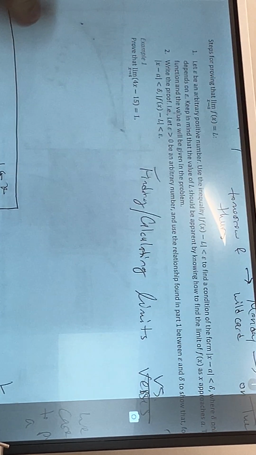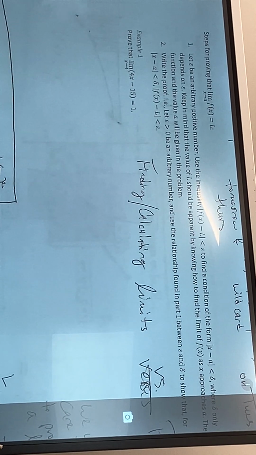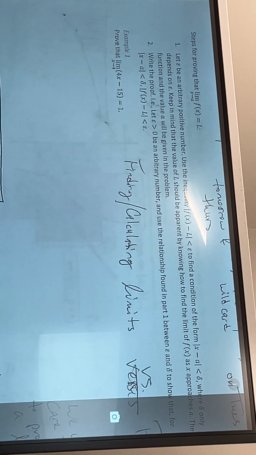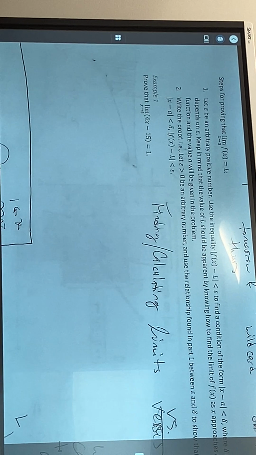But let's see about proving this limit. We're just going to accept that all of this stuff is true and that it works. And so let's see how it works. The limit, we're trying to prove that the limit is 1.